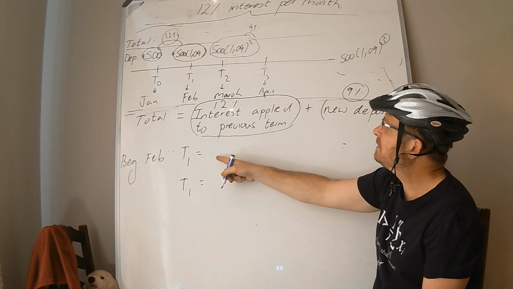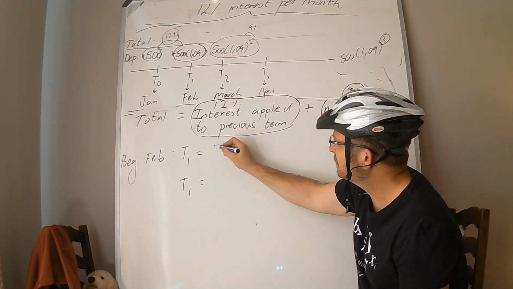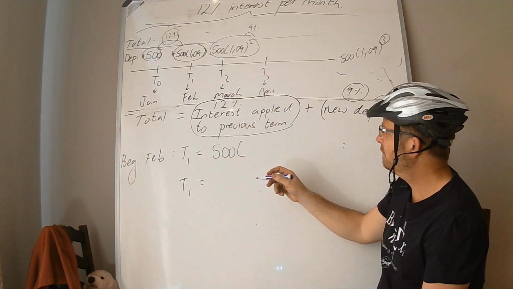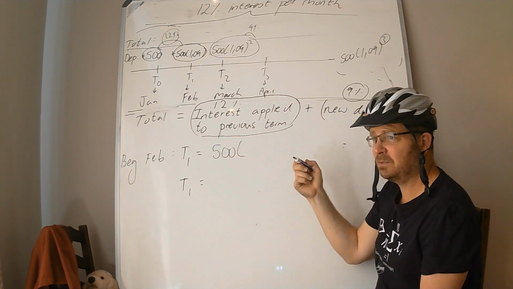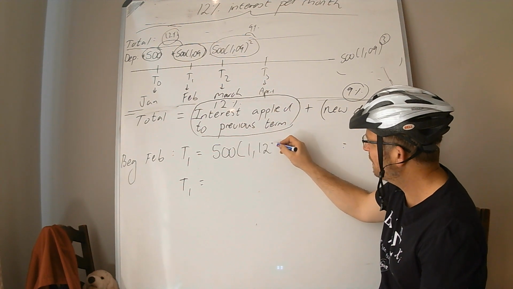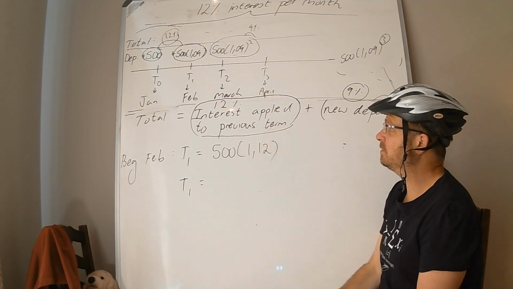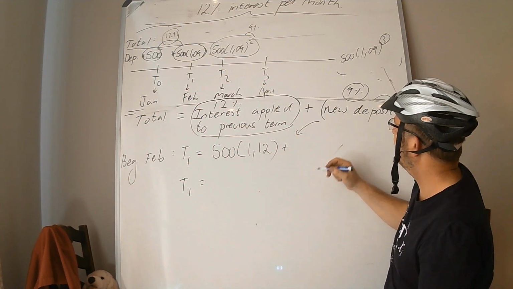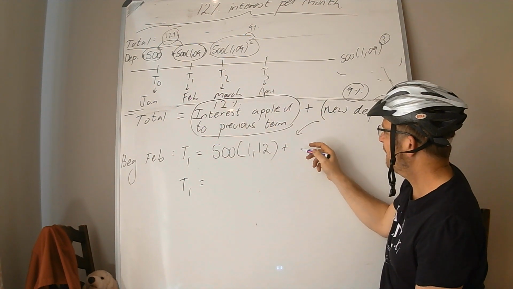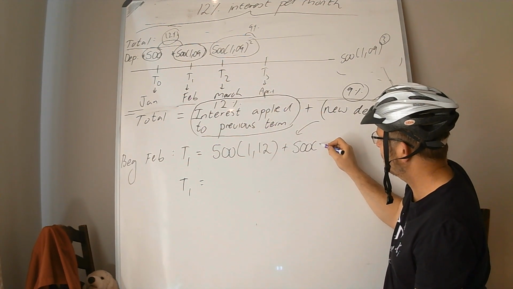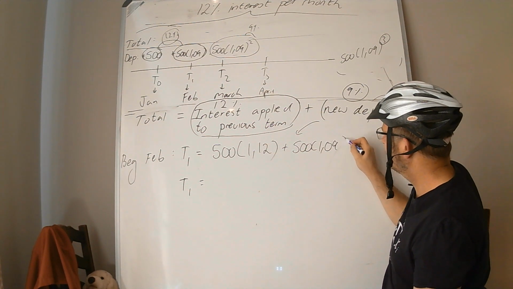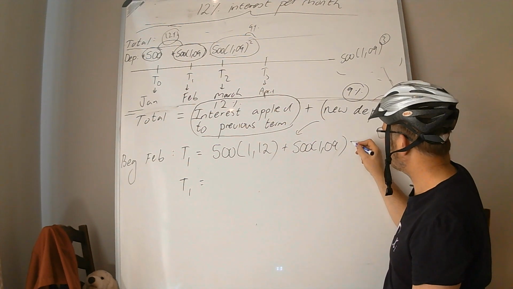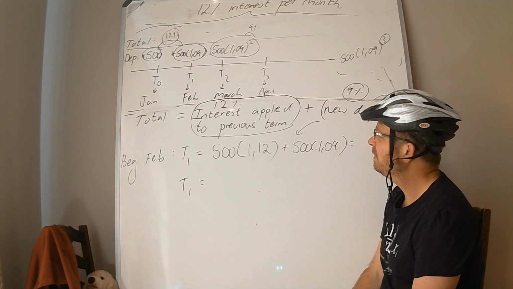So how much are they going to have in February? Well, it's interest applied to the previous term, so it's 500. How much interest does this account give? Amira, good, 12%. So 12%, what do you times it by? Well done, 1,12. So that's your 12% interest applied to how much you had in your account. And your new deposit is plus 500 times 1,09, because you applied 9% to 500 Rand. We'll go work that out now, and that'll be how much is in the account at the beginning of February.